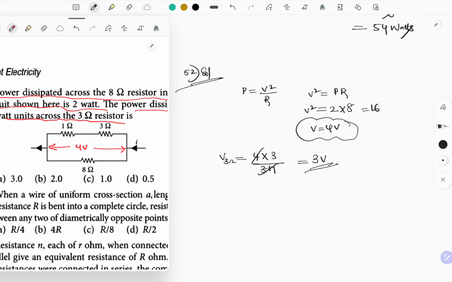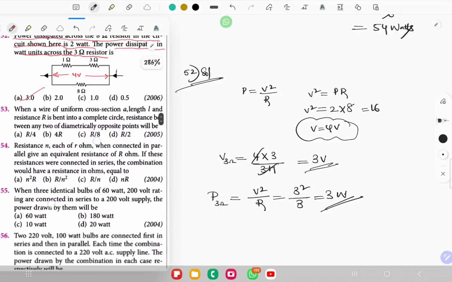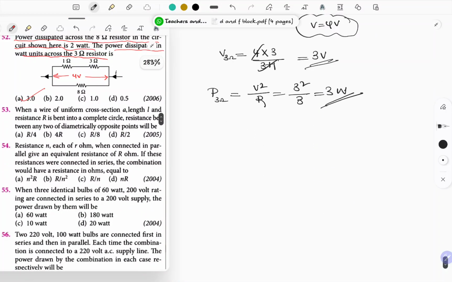I need the power dissipated by the 3 ohm resistor. Power dissipated by the 3 ohm resistor is V square divided by R. V square is 3 square divided by 3, which is equal to 3 watt. Good. Which option? Option A is the correct answer. Understood? Okay, let's move on to the next.